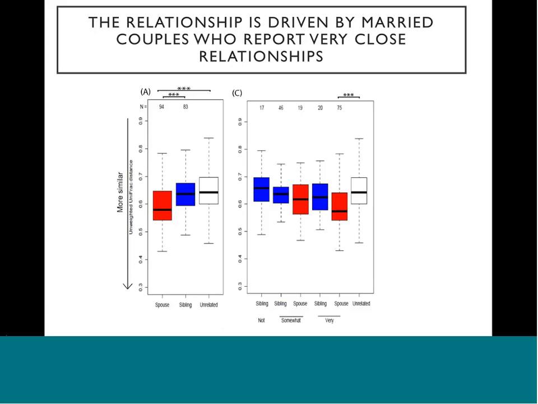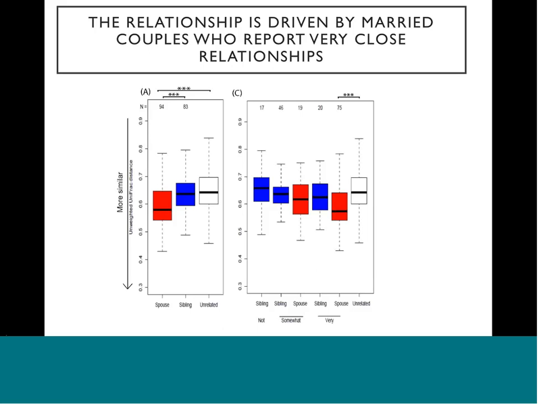So one of the most interesting findings that we had was that the level of similarity in the gut microbiotas of married individuals compared to, for example, unrelated individuals was largely a function of couples who reported very close relationships. Couples who reported that they were just somewhat close really didn't look very different than unrelated individuals. The shared microbial composition of married couples was largely driven by people who reported that they were very close.